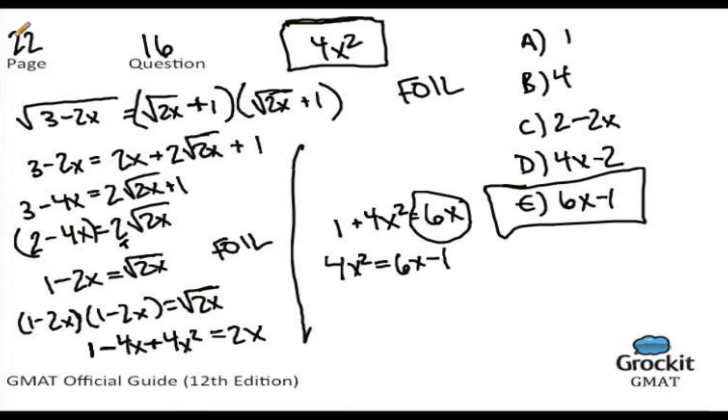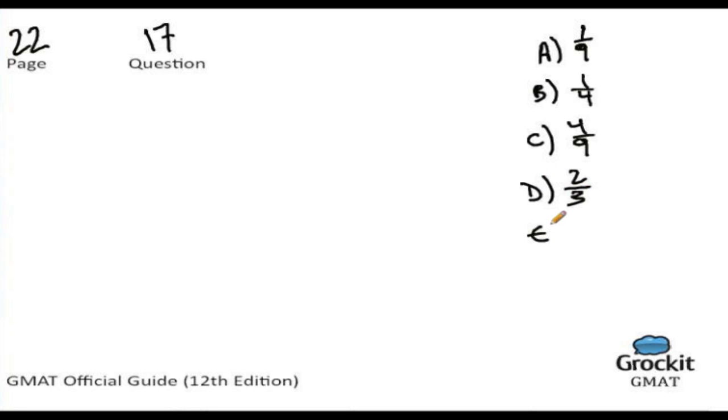All right, still page 22. Question number 17. So if n equals the fraction 16/81ths, the square root of that expression, what is the value of the square root of n? So A is 1/9, B 1/4, C 4/9, D 2/3, and E 9/2.